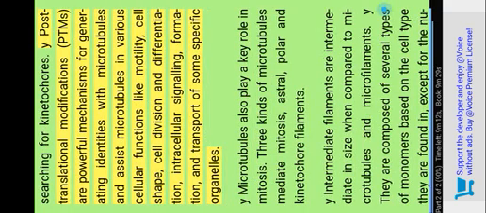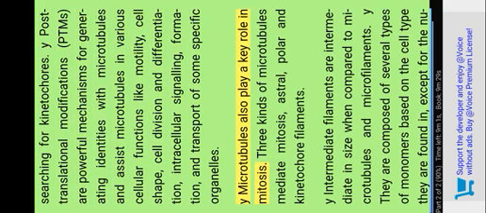Post-translational modifications (PTMs) are powerful mechanisms for generating identities within microtubules and assist microtubules in various cellular functions like motility, cell shape, cell division and differentiation, intracellular signaling, and the formation and transport of some specific organelles. Microtubules also play a key role in mitosis. Three kinds of microtubules mediate mitosis: astral, polar, and kinetochore filaments.